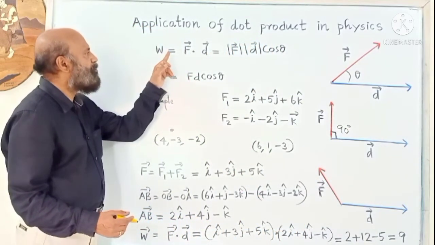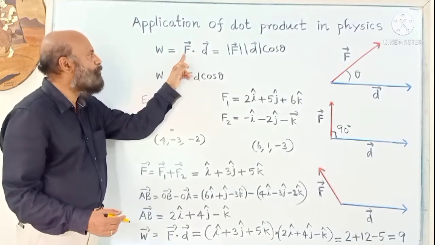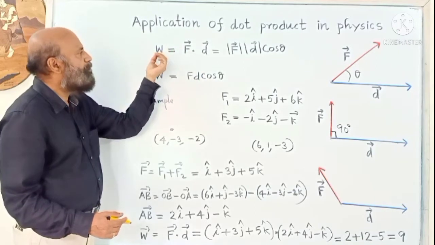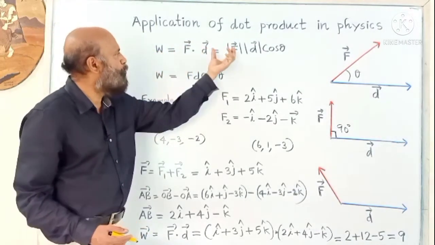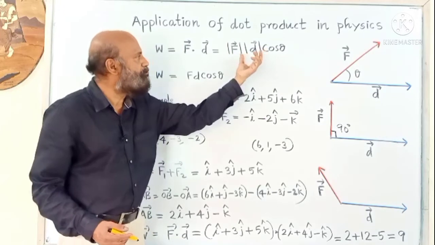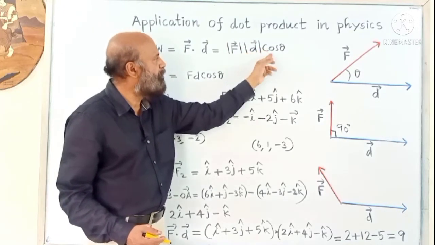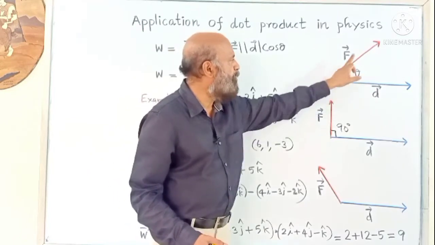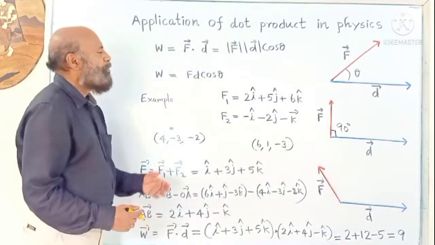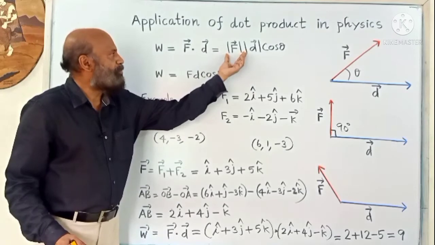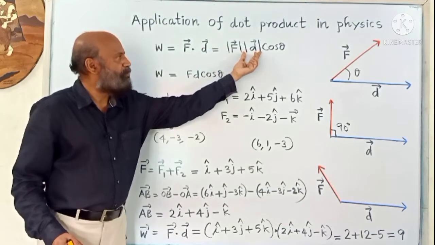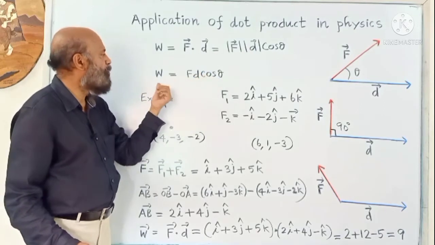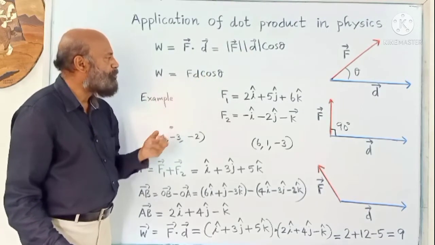Work is the dot product of force and displacement vector. Then as per definition, dot product is modulus of F vector, modulus of displacement vector, then cos theta, where theta is the angle between displacement vector and force. Modulus of F vector, so you can write F, modulus of D vector, that is displacement vector, D, then cos theta. W is equal to FD cos theta.